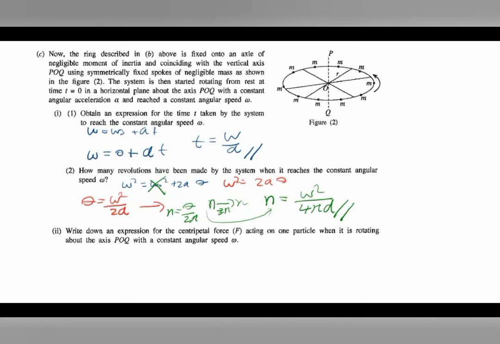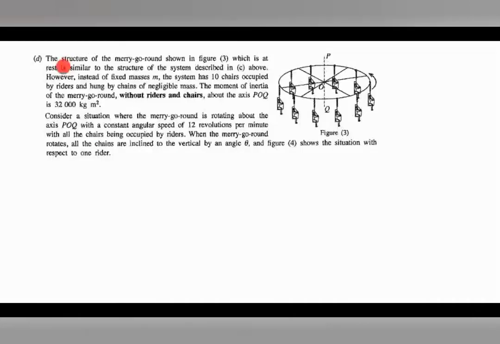Okay, now write down an expression for the centrifugal force acting on the rotating object about the PQ axis. How can I get it? How can we get it? The omega is the thing given, not the tangential speed. So the Fc you can write like m r omega squared. So really simple then.